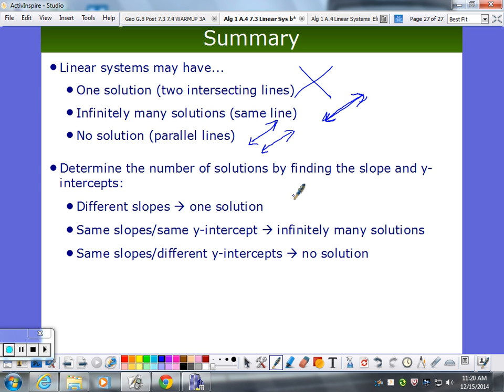They don't intersect. So you can find the number of solutions if you want ahead of time by looking at slopes. Slopes are different, there's one. Same slope, same y-intercept, same line, infinitely many solutions. Same slope, different y-intercepts, parallel lines, no solution. And that's all she wrote.